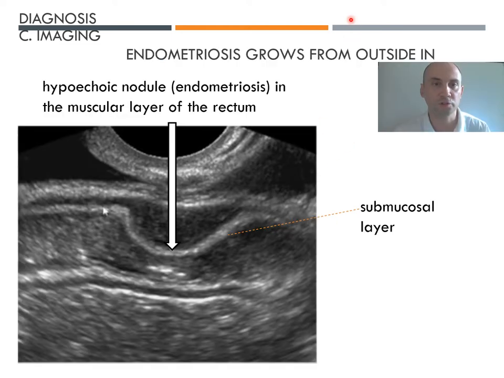This ultrasound picture shows the endometriosis growth from outside in. Hypoechogenic nodule of endometriosis in the muscle layer of the rectum. This is the so-called submucosal layer of the rectum.